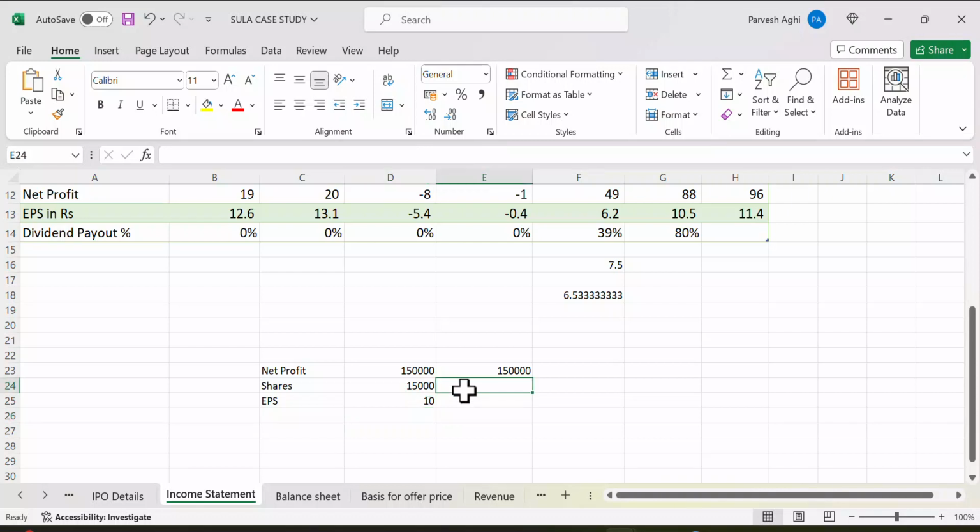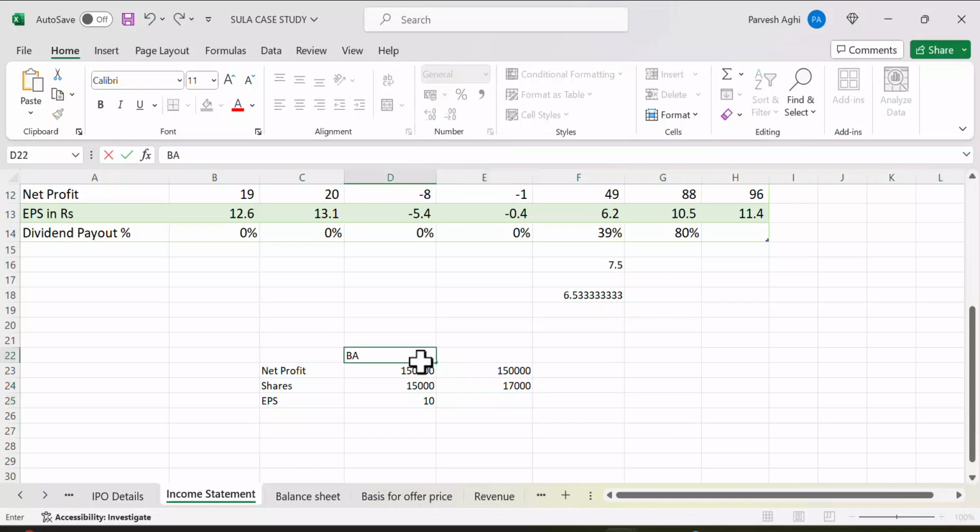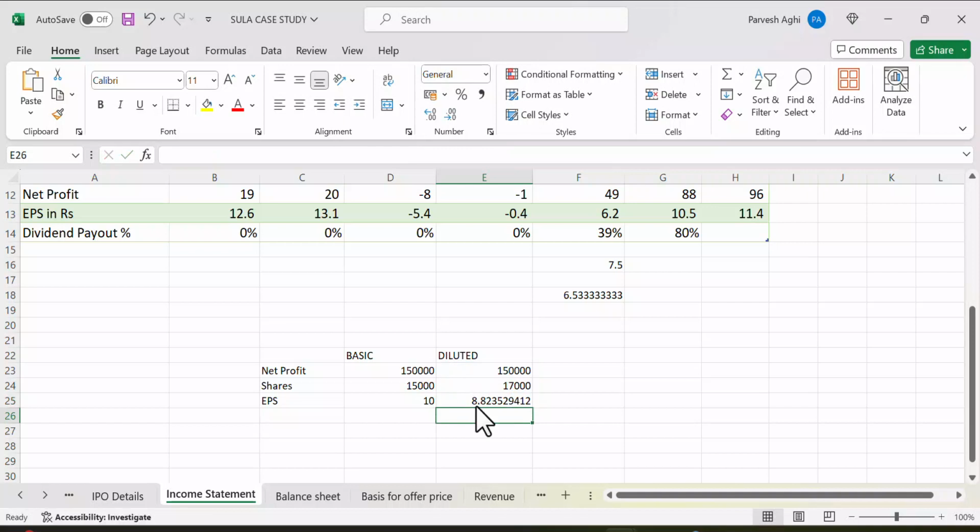Now suppose there are 2,000 options. People can convert them and become shareholders of the company if they choose to do so, because they have options with them. Suppose that will entitle another 2,000 shares. So that means this is the diluted. This will be called the basic, and this will be called diluted. If those people who are holding options exercise them to become shareholders of the company on that day, what will be the EPS of the company? So EPS drops to 8.83.